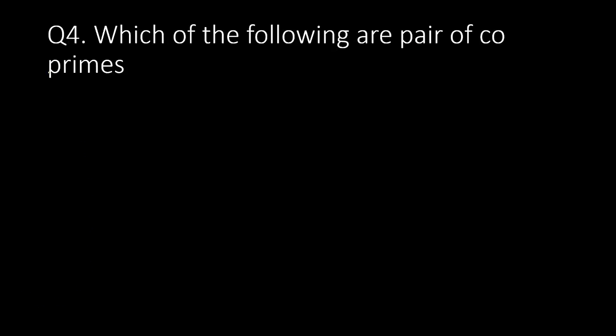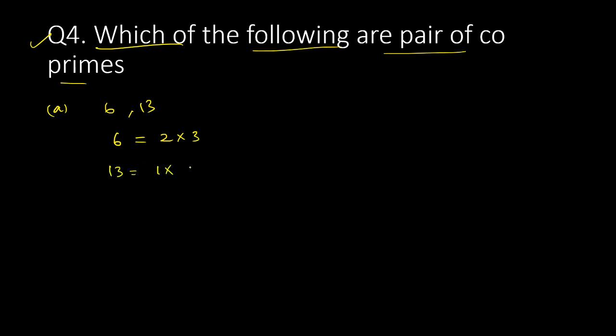Fine. Now question 4 says, which of the following are pairs of co-primes? Now what are co-primes? Let me tell you first. Co-primes are numbers which have only common factor 1. So if we talk about the first part, 6 and 13, what are the factors of 6? Factor of 6 is 2 into 3, and factor of 13 is 1 into 13.